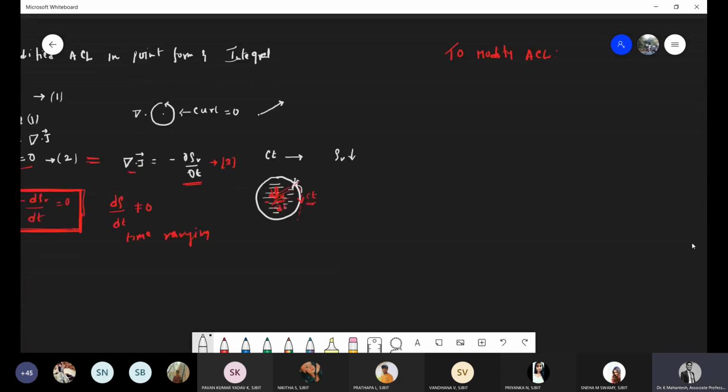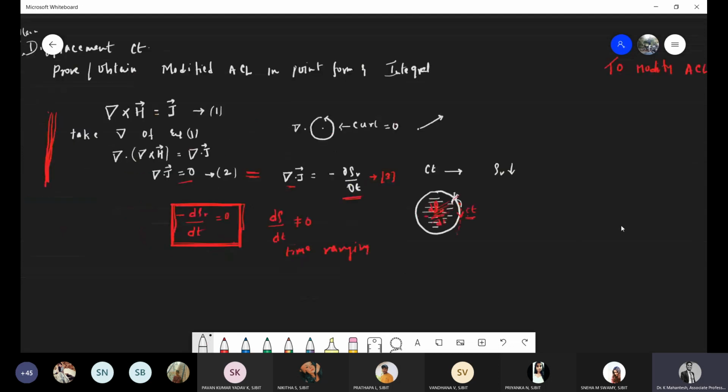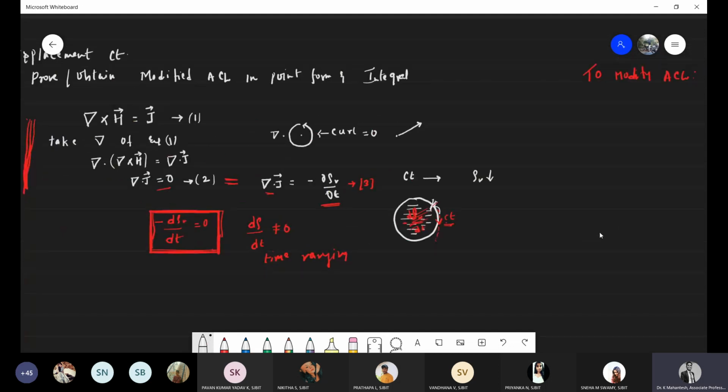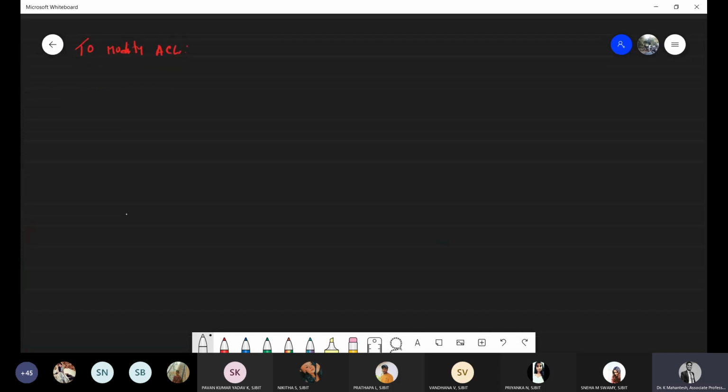You're supposed to write these things in the exam. Why do you want to modify the Ampere circuital law? Because d rho v by dt is not equal to 0 in time varying fields. This you need to quote, and then I'll introduce the modified Ampere circuital law. Therefore, equation 1, where we had del cross H equal to J, now becomes J plus JD. I call this equation 5.